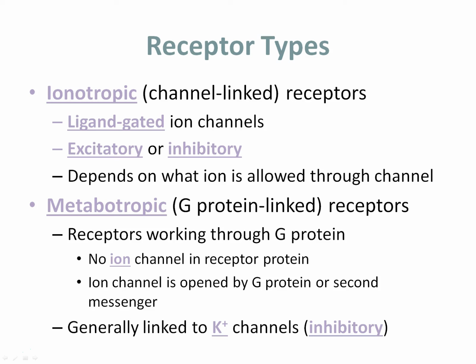The other type of receptor we have is metabotropic. These metabotropic receptors are linked to G proteins. This means there is no channel in the receptor, but the G protein or a second messenger may open a channel. These metabotropic receptors are generally linked to potassium channels and are therefore inhibitory.